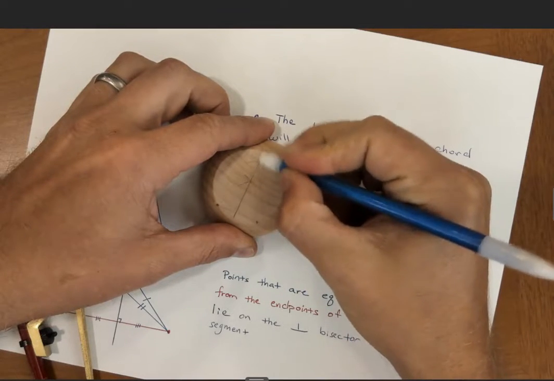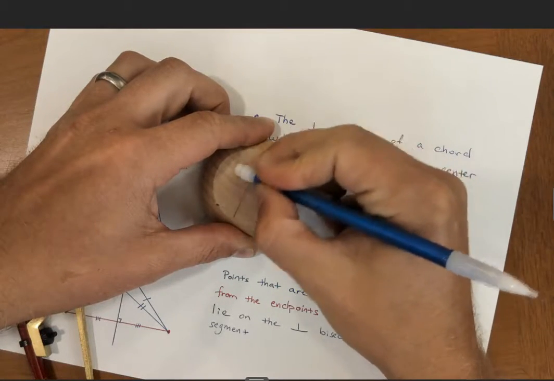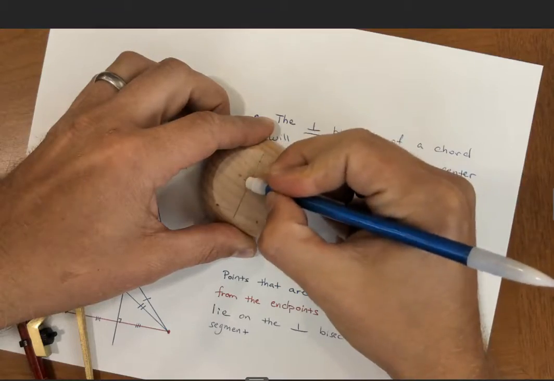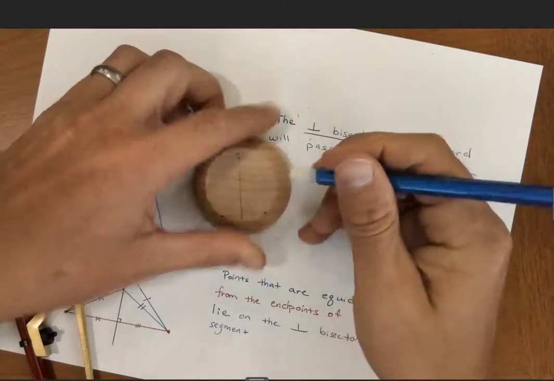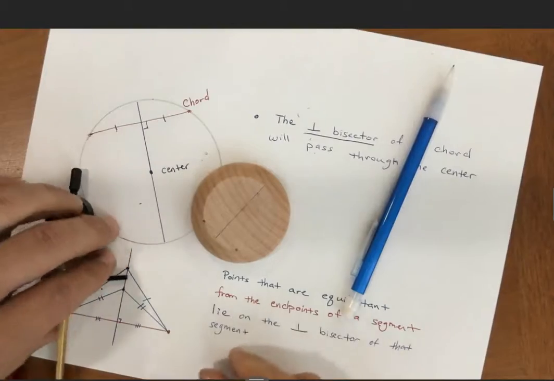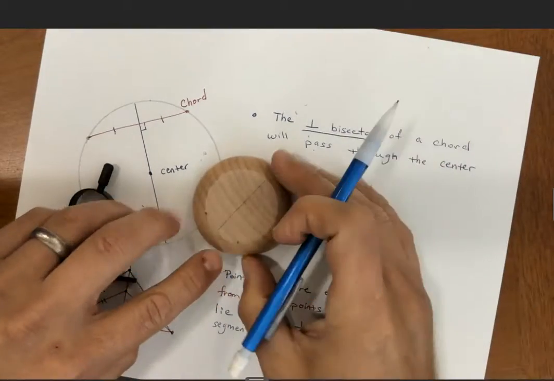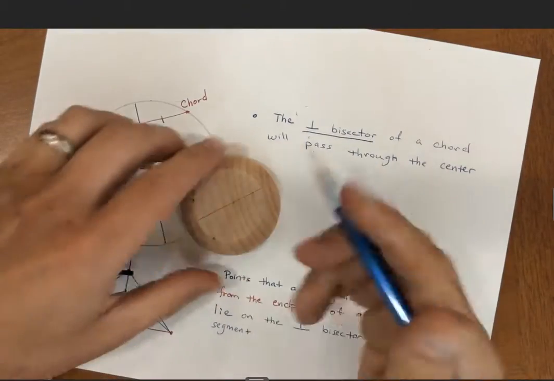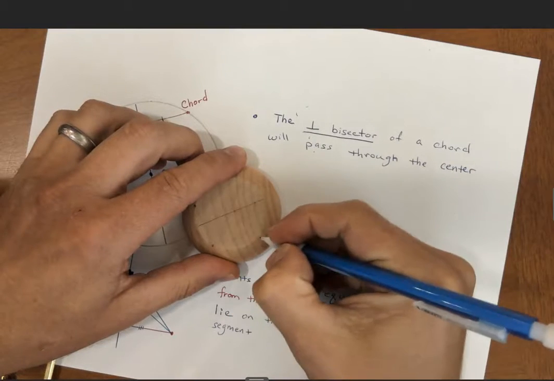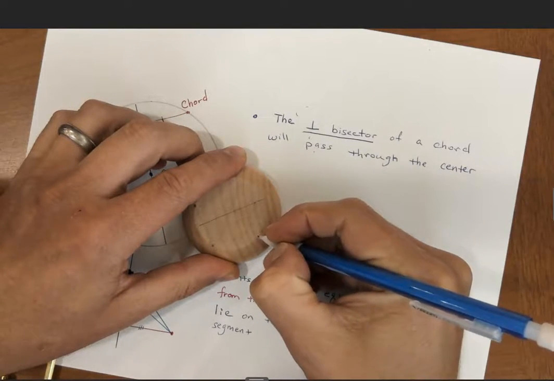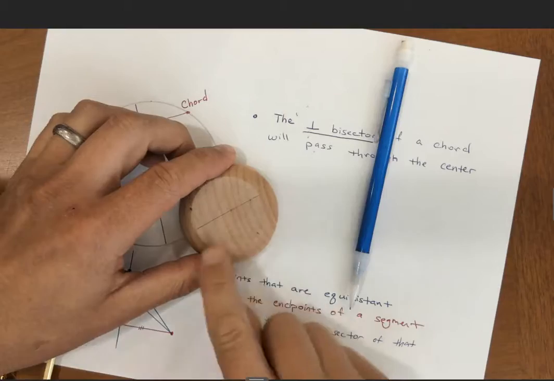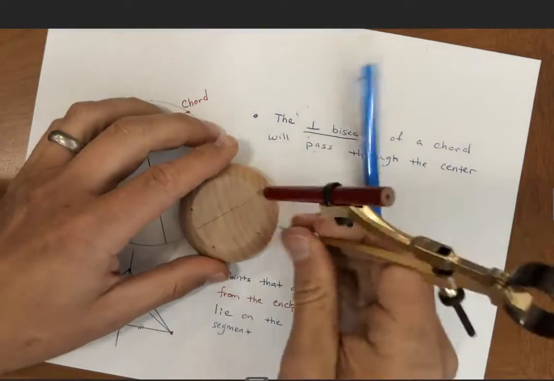So I'm going to erase these arcs. Really all I want is the line. And I'm going to repeat this process. And I can actually use one of these points. I just don't want to use the same two. And so how about I make another mark over here. You can see I've got one here, and I will repeat these steps.